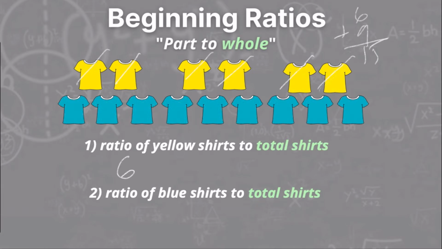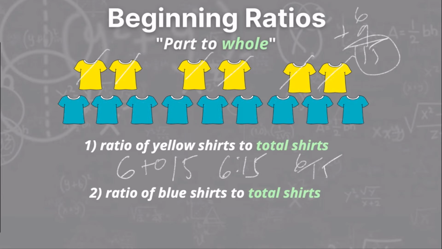So out of those 15 shirts, 6 are yellow. So the ratio of yellow shirts to total shirts is 6 yellow shirts to 15 shirts in whole. This can also be written as 6:15 or 6 over 15. So what we're saying here is our ratio of yellow shirts to total shirts is 6 yellow shirts to 15 total shirts. This is called a part-to-whole ratio.